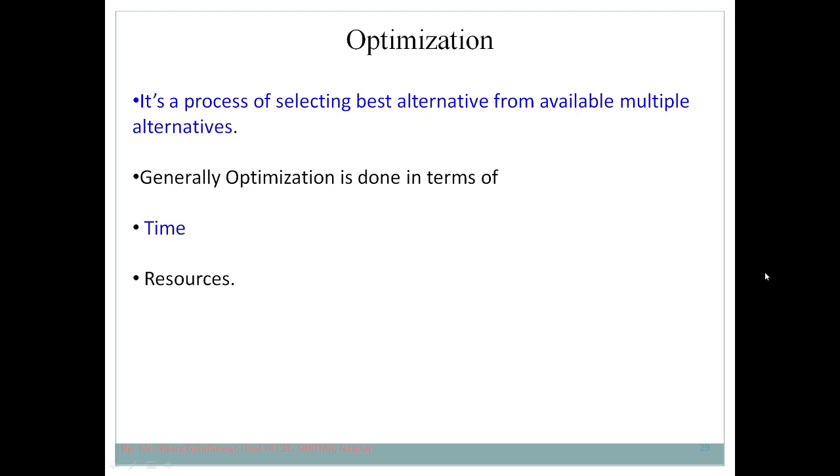Similarly, optimization can also be done in terms of resources. Suppose you are using a particular technique which requires 10 resources, and in order to carry out the same task, there is another technique which requires fewer resources, so obviously you should go for this one. So optimization can be done in terms of time or in terms of resources. Optimization plays a very important role everywhere. In each and every domain we require optimization. So we can say that optimization is the process of selecting the best alternative from available alternatives.